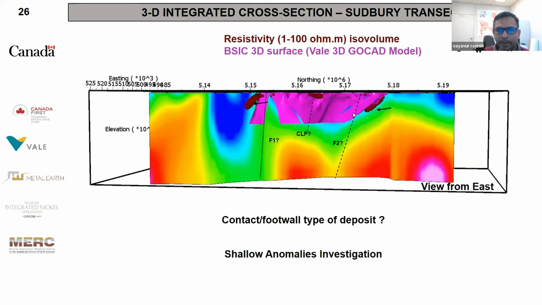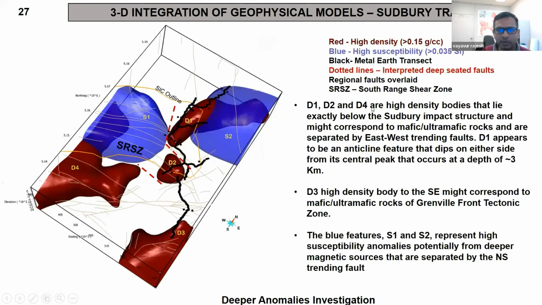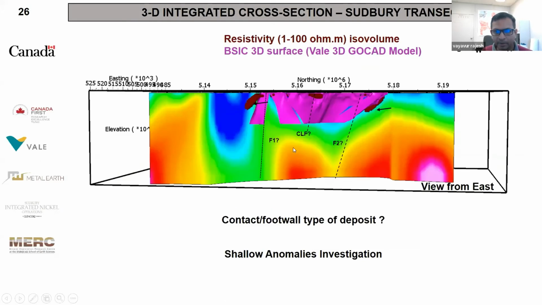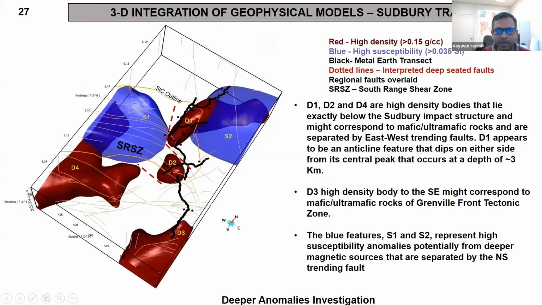So again, if you overlay the Vallée-Gocard model, you can see it cross-cuts that conductive anomaly. So it may be a contact or footwall type of deposit. Basically, we are trying to investigate these deeper features. So we took isosurfaces of these features, and you can clearly see a folding kind of feature of the high density anomalies.